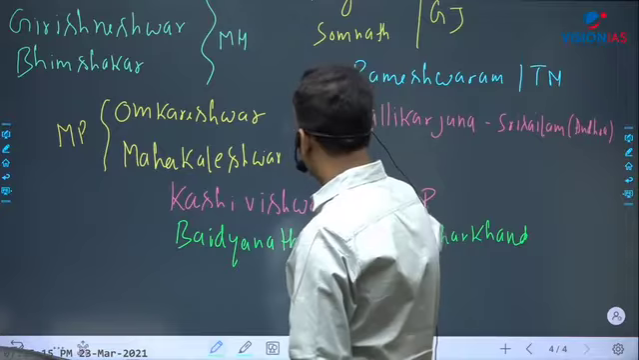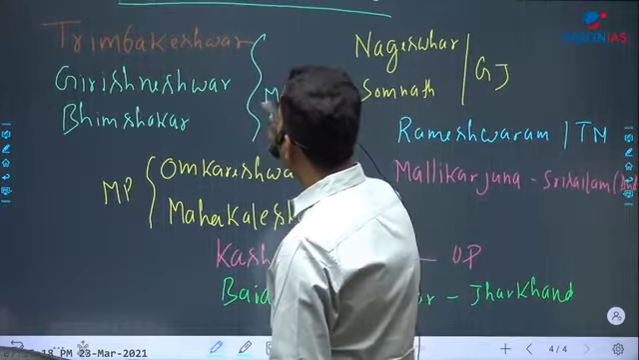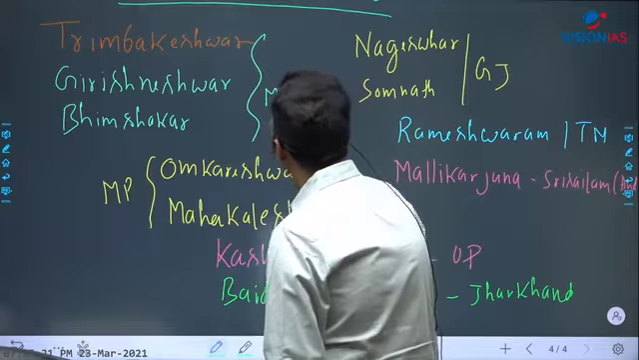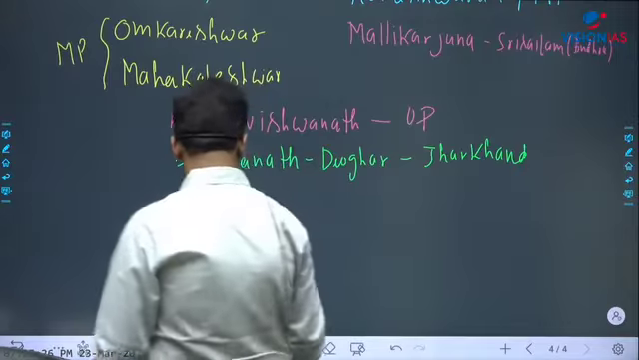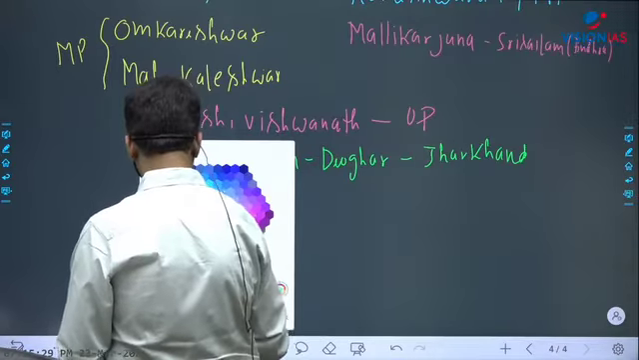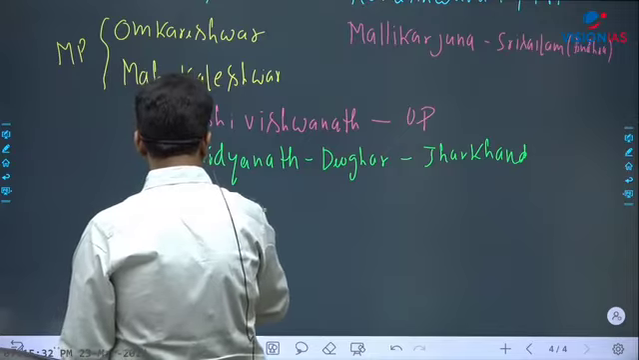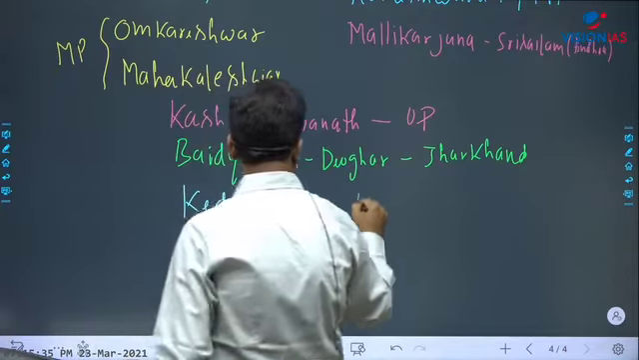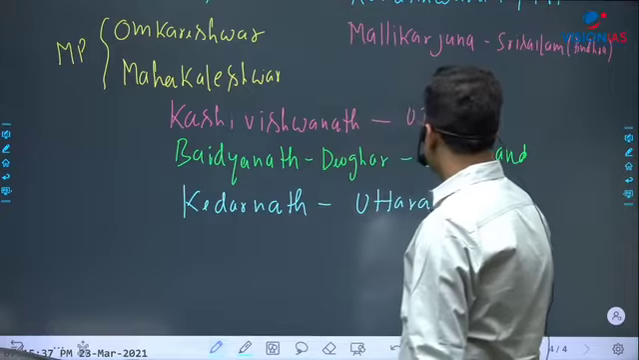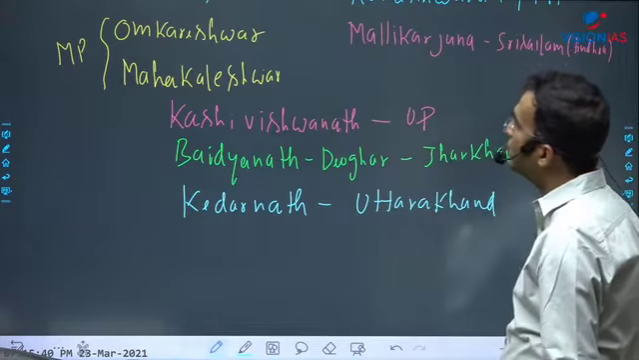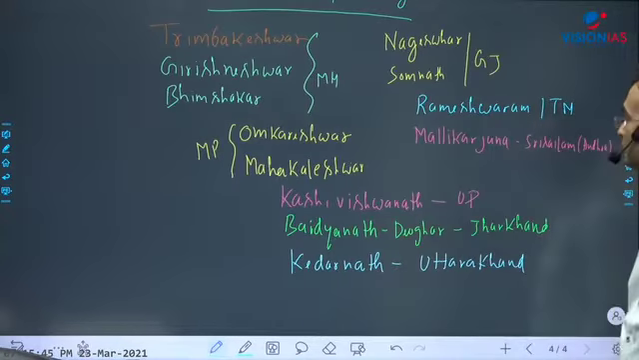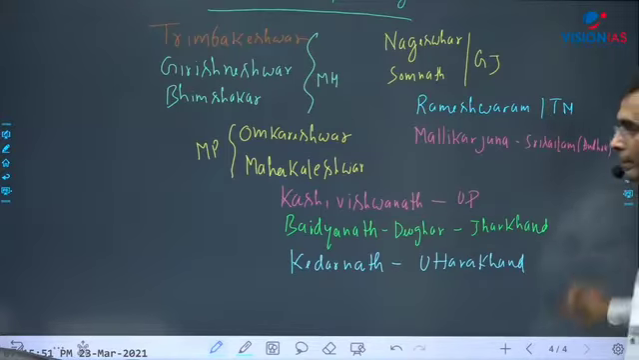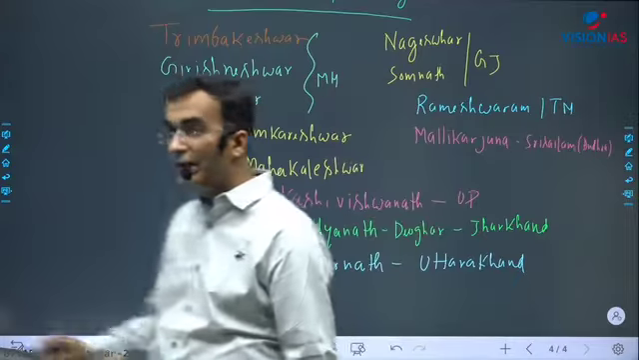Okay, Baidyanath. How many have we written? 3, 2, 7, and okay, 1 is left, that is Kedarnath. So one more you write, that is in Uttarakhand, Kedarnath. 10, 11, 12. So these are the 12 Shiv Jyotirlingas. I'll give you 1 minute, then I'll move to the question. The last one is Kedarnath.